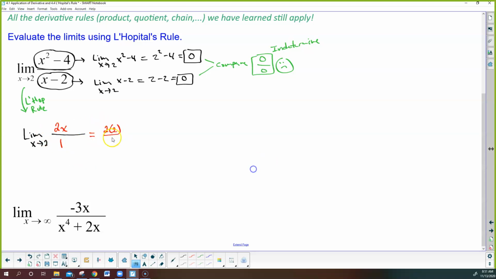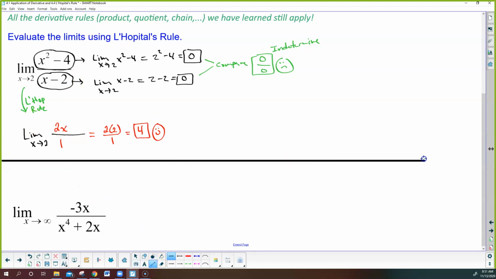So I'm just going to do direct substitution. I'm going to plug the 2 in for x, and I end up with 4 over 1, or 4. And that is the answer that we actually ended up getting in the wormhole. So we know that that is the correct answer, which basically gives us a little proof that L'Hopital's rule works.